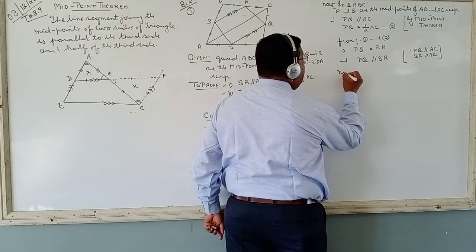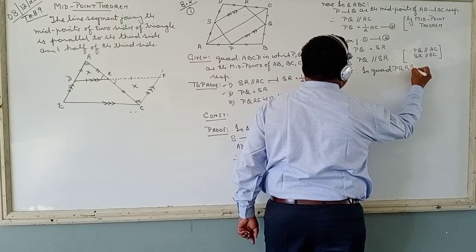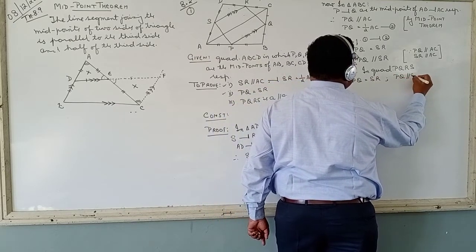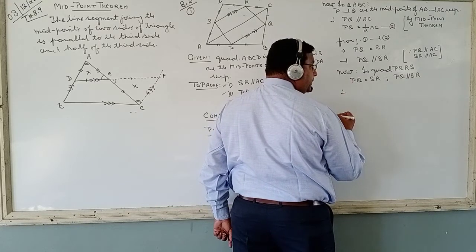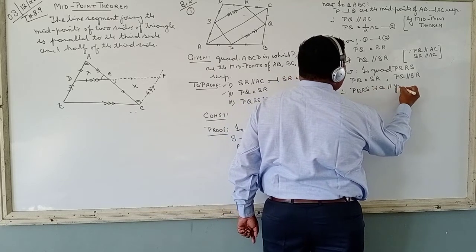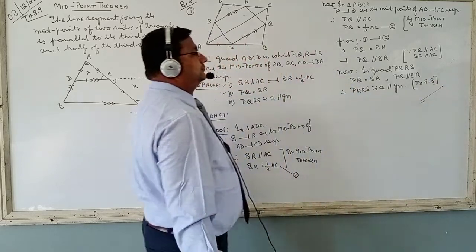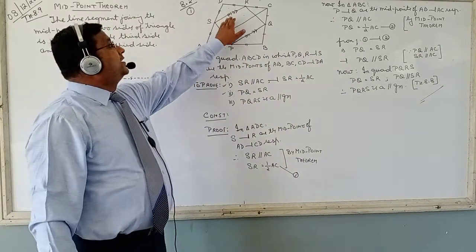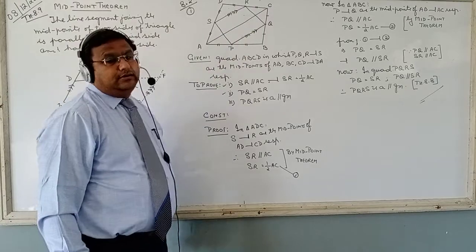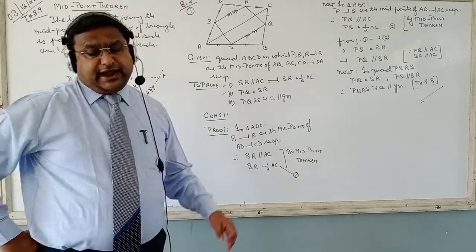Now in quadrilateral PQRS, PQ is equal to SR and PQ is parallel to SR. So therefore PQRS is a parallelogram. Reason: theorem number 8.8 of your textbook. If a pair of sides of a quadrilateral is equal and parallel, then it is a parallelogram. Clear? Nothing new. Application of the midpoint theorem, that is what you have to do.